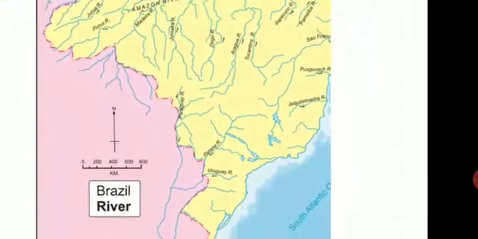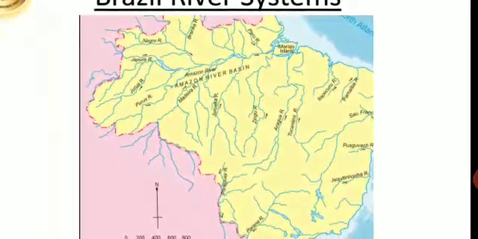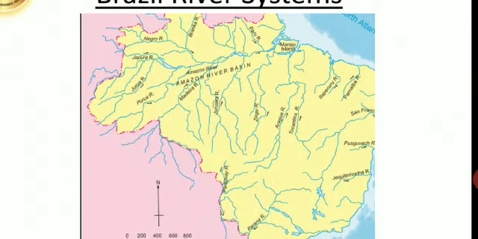Observe the other rivers of Brazil. Most of these rivers are north and eastward flowing. Brazil has a number of coastal rivers. These rivers have gained significance as the coastal regions are densely populated.